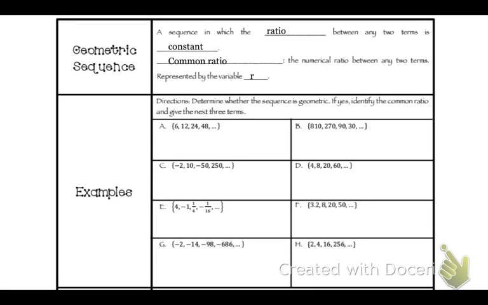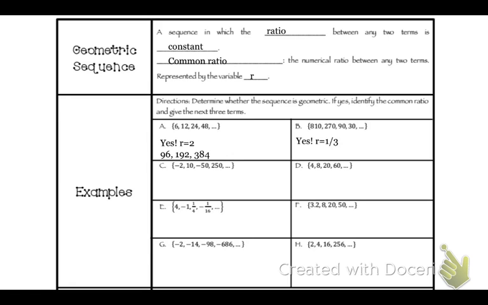So this first one, 6 to 12, I'm multiplying by 2, multiplying by 2, multiplying by 2. So that is yes, and the ratio is 2. And those next three terms are 96, 192, and 384. Okay, this one, yes, I'm dividing by, or I'm multiplying by 1/3.